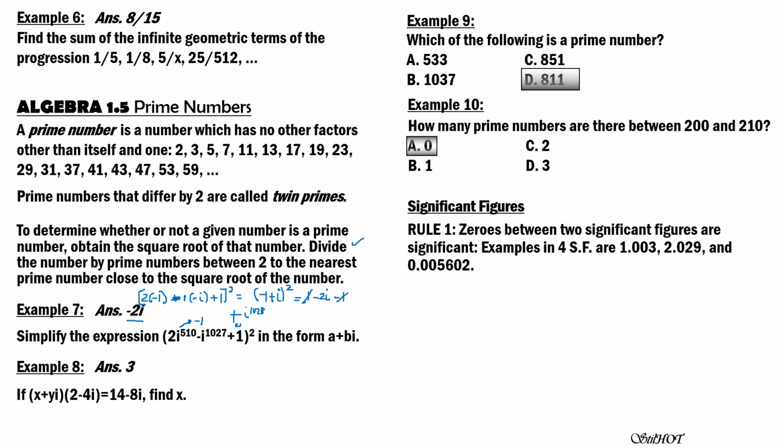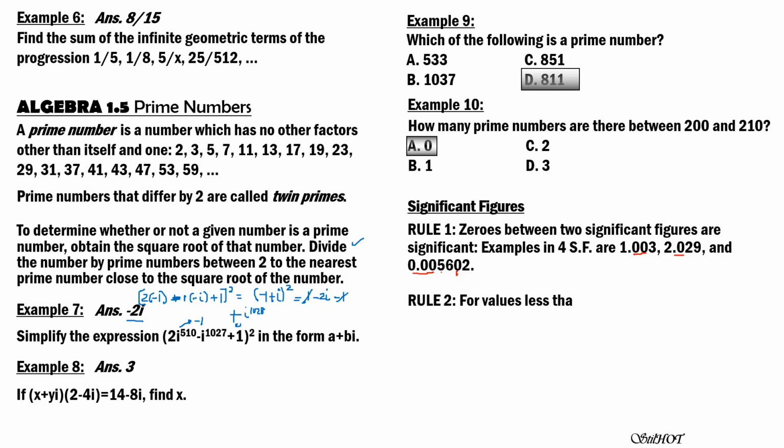So these are zeros between 2 significant figures, so they are significant. That's why these values are 4 significant figures. This 0 is significant, but these zeros here are insignificant because of rule number 2.